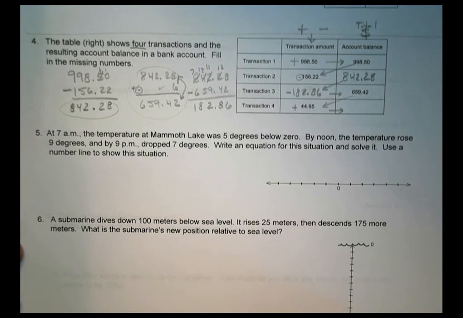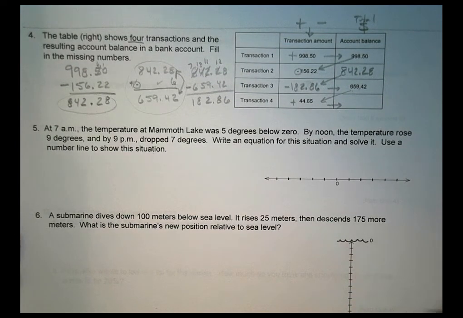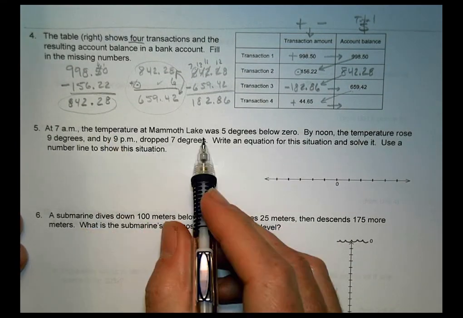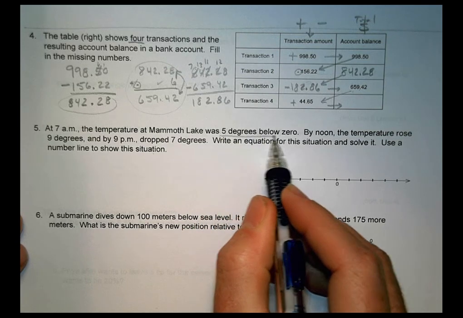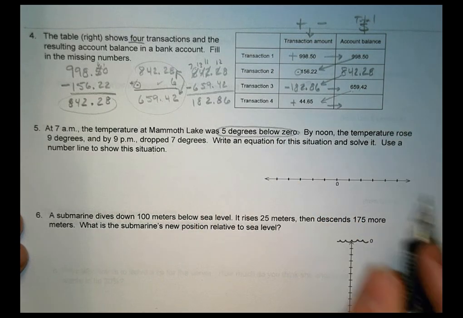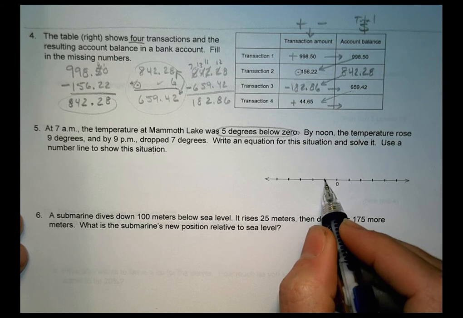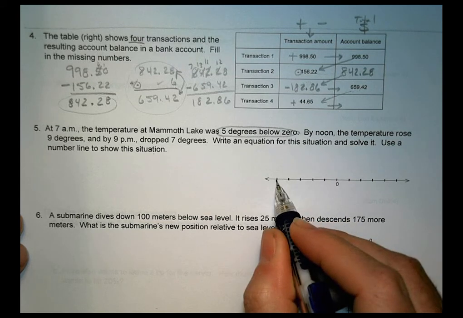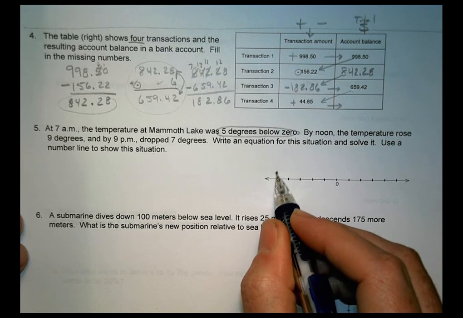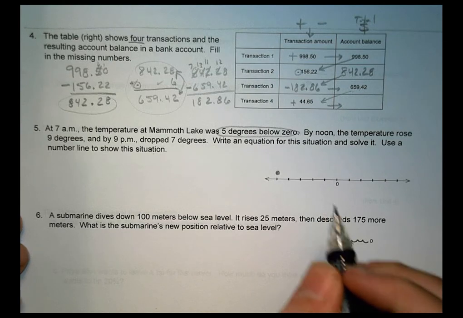Number 5. All right. We have a temperature at 7 a.m. at Mammoth Lake was 5 degrees below zero. 5 degrees below zero. So let's look at this. This is 0. We have 1, 2, 3, 4, 5. So let's say we start right here. That's our temperature at 7 a.m.